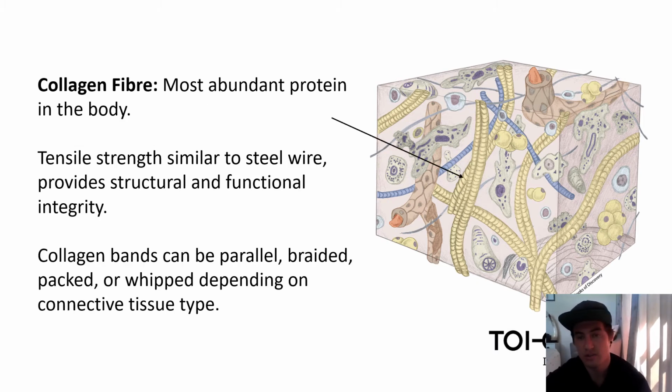And then collagen, which is the most abundant type of protein in the body, provides tensile strength, really strong, similar to steel wire, and it provides structural and functional integrity. So it gives connective tissue strength and functional integrity. Functional meaning usable integrity. Collagen bands can be parallel, braided or packed, or whipped depending on the connective tissue type. So they're most abundant, but also quite diverse in terms of how they can be structured.